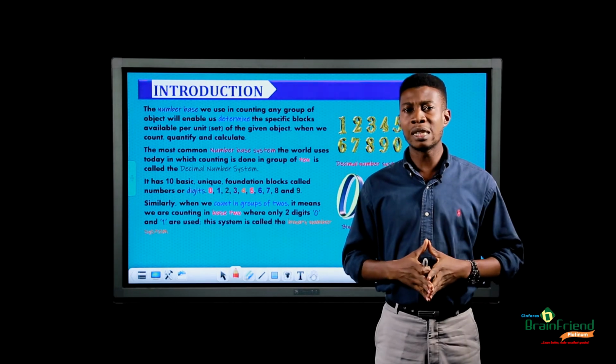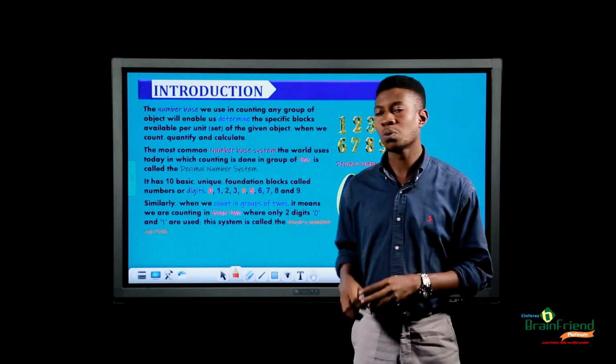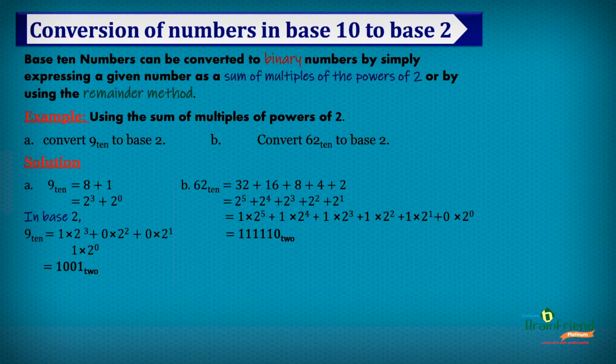Now, let's move on in this lesson to find out how we can convert numbers in base 10 to base 2. Converting base 10 numbers to binary is quite easy. Now, how do we do that? One of the methods we employ in converting base 10 numbers to binary or base 2 is expressing a given number as a sum of multiples of the powers of 2. Alternatively, we can use the remainder method.